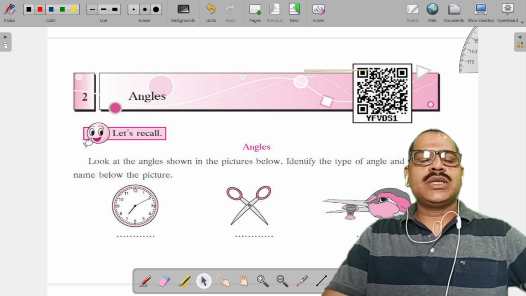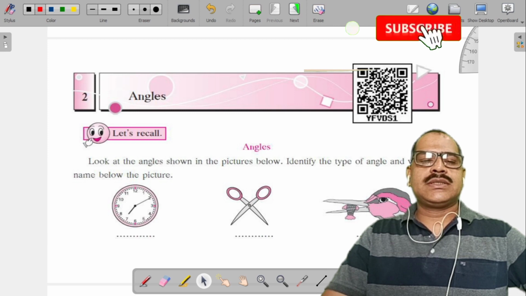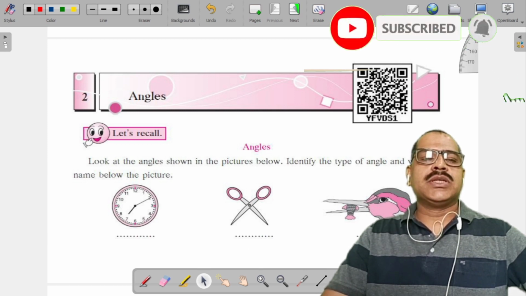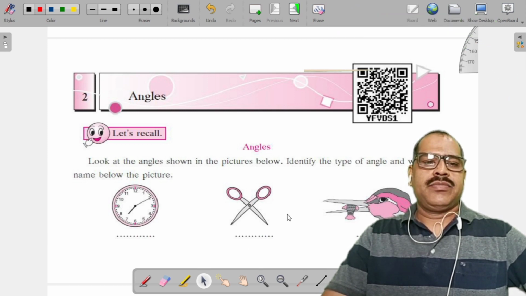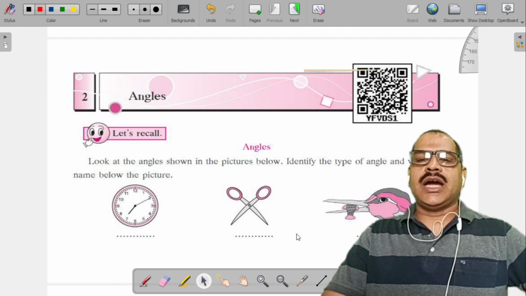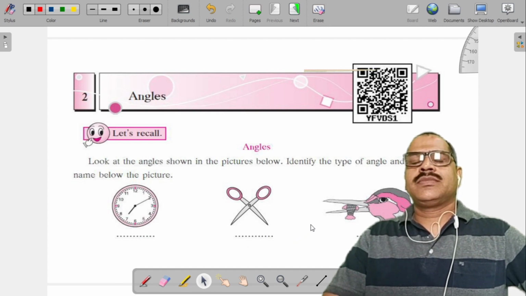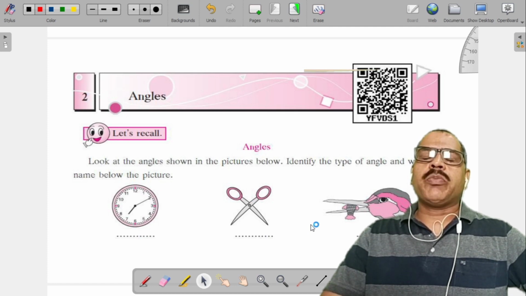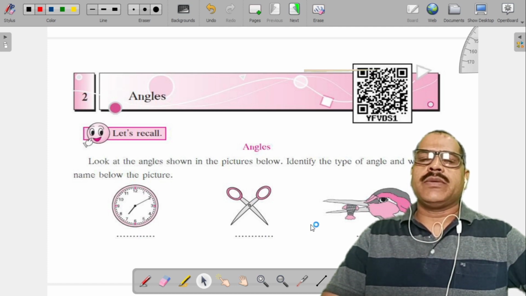We are going to see the second chapter of our 6th standard. The name of the chapter is Angle. Look at the pictures given below, identify the type of angle, and write the name below the pictures. Dear students, this topic is a revision topic that we have already seen in the 5th class.